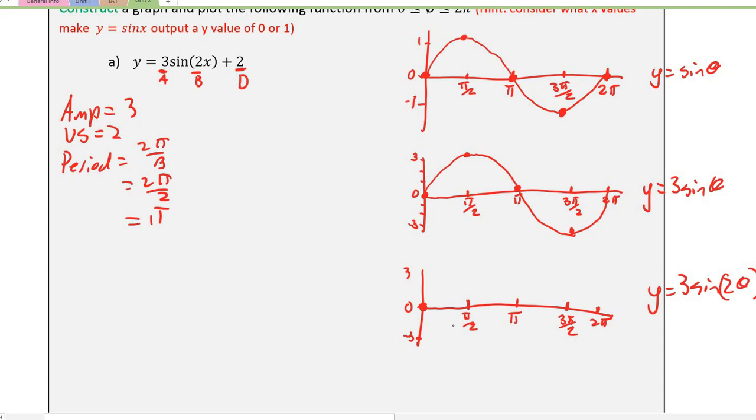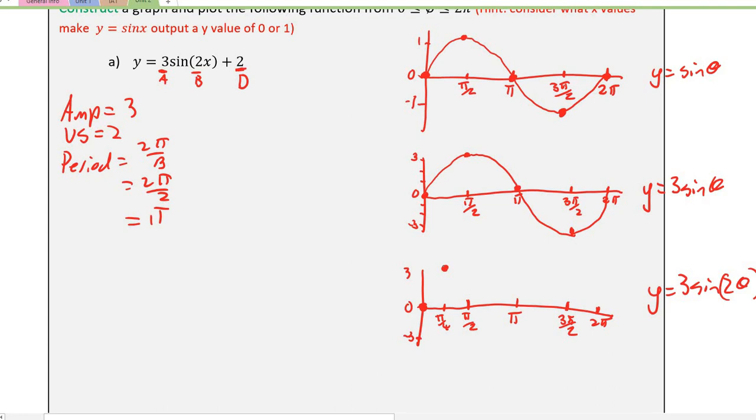It'll be occurring twice as quickly as it was before, so it'll be half that distance. What's half of pi on 2? Pi on 4. So my first non-zero critical point will be there.